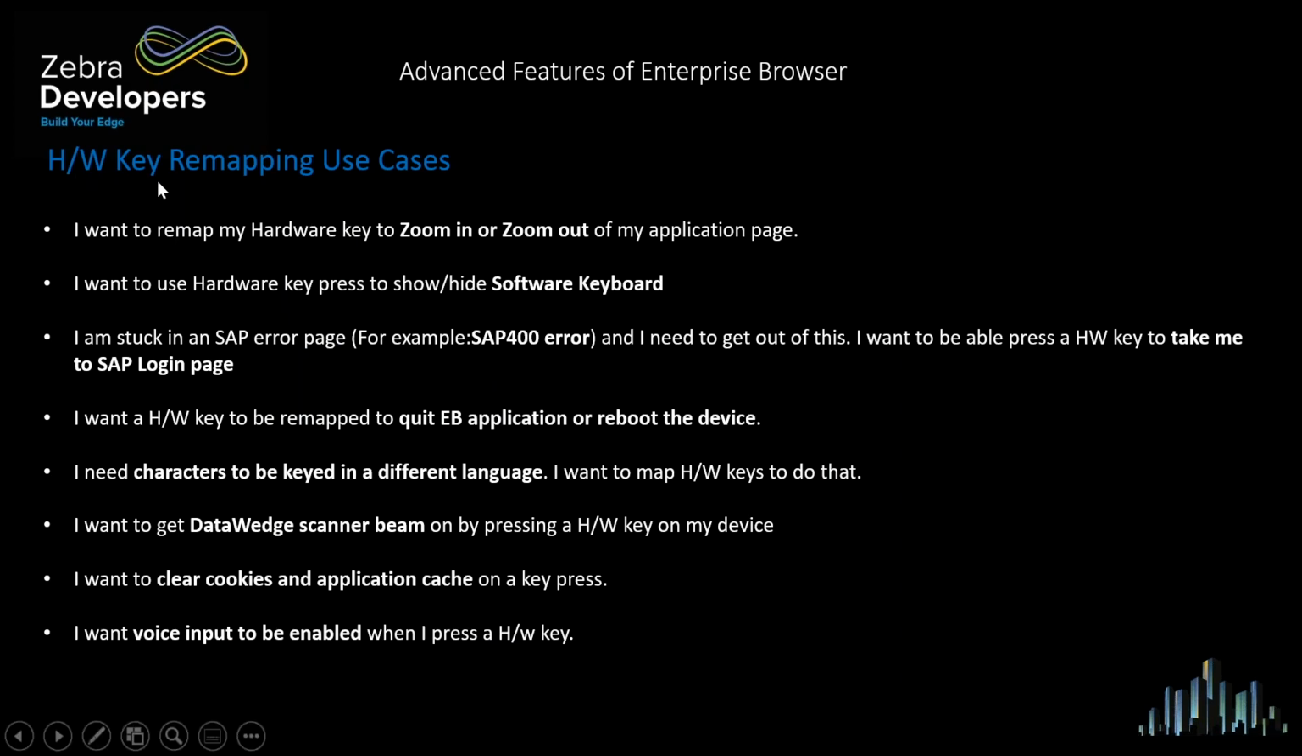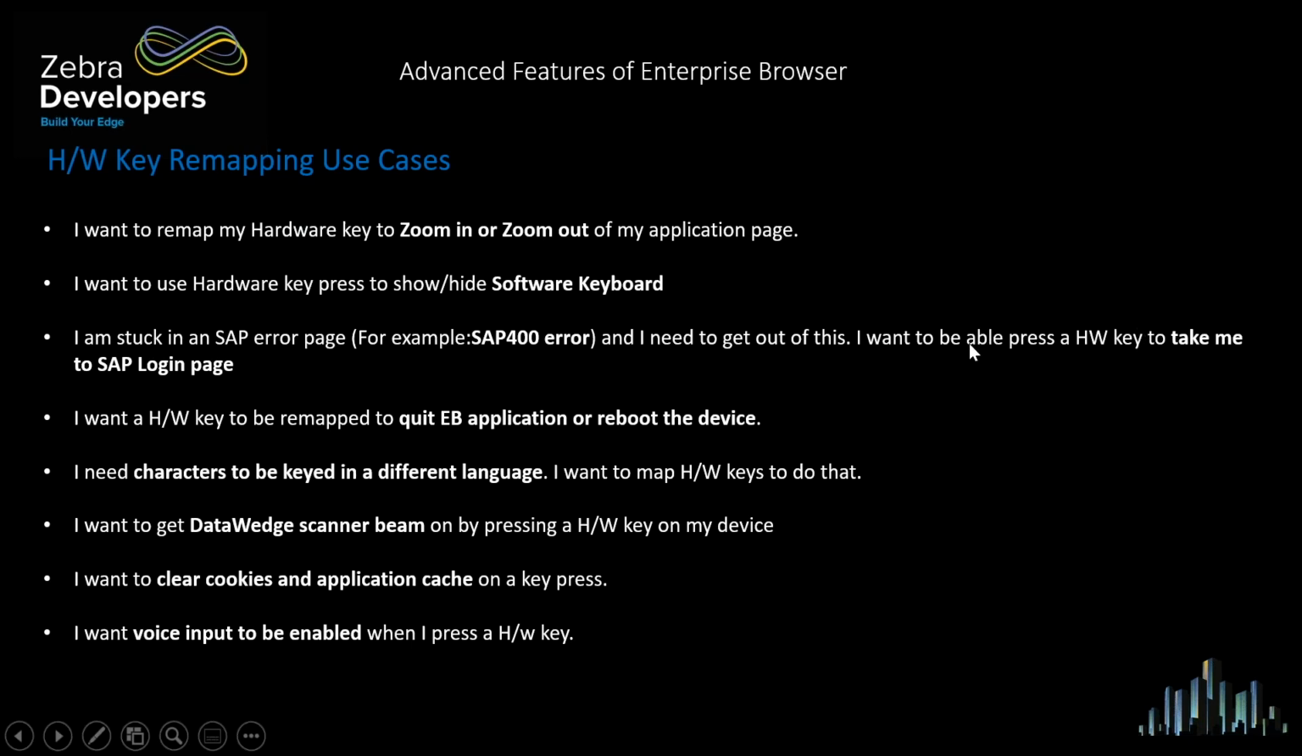Then comes hardware key. Some of the devices like the MC33 or 93 will have a hardware key. So the customer will want to remap the hardware key to zoom in and zoom out on a particular page, or press a hardware key to show or hide the virtual keyboard, or you are stuck in a particular page, may not be SAP, but any page, and you need to get out of this.